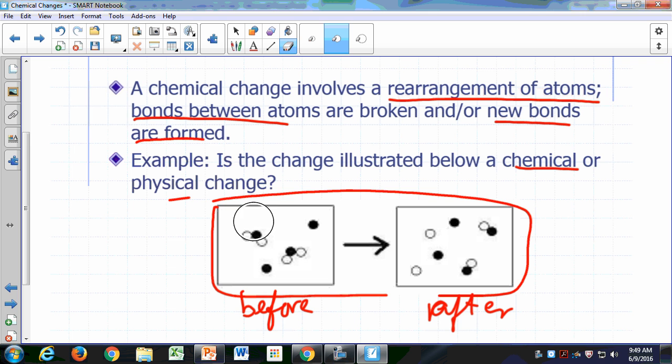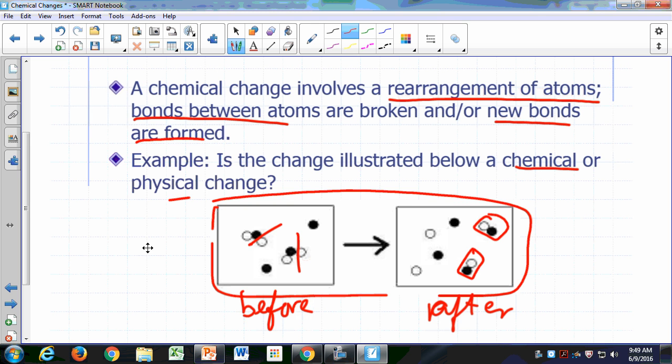So what happens here is apparently we can imagine that this bond got broken and that bond got broken, and so you're left with these two. And so what happened here is you had bond breaking. So you have these two extra unfilled circles that are now by themselves, unbonded, that weren't there before. Apparently nothing happened to these. They're still there. But what happened here is you have bond breaking, and so what you have here is a chemical change.